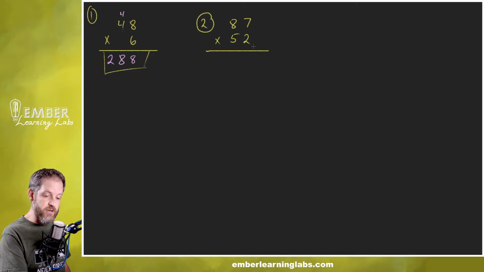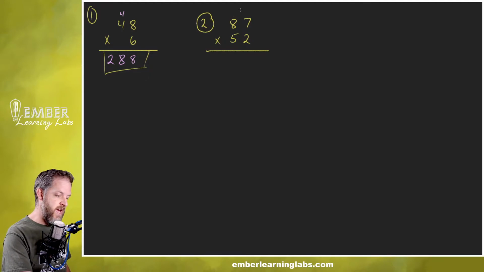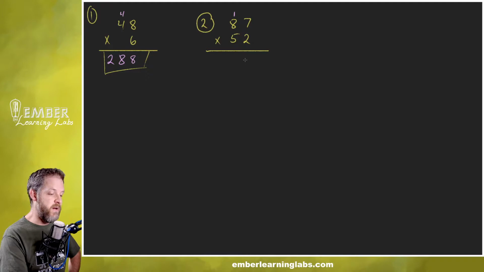So 7 times 2 is 14. If you don't have your multiplication facts memorized, I would get that done ASAP. You probably want to memorize them at the very least through 12. 15 is better, but at least get through your 12s memorized, because it's going to make your life so much easier. 2 times 8 is 16 plus the 1, and we end up with 17.